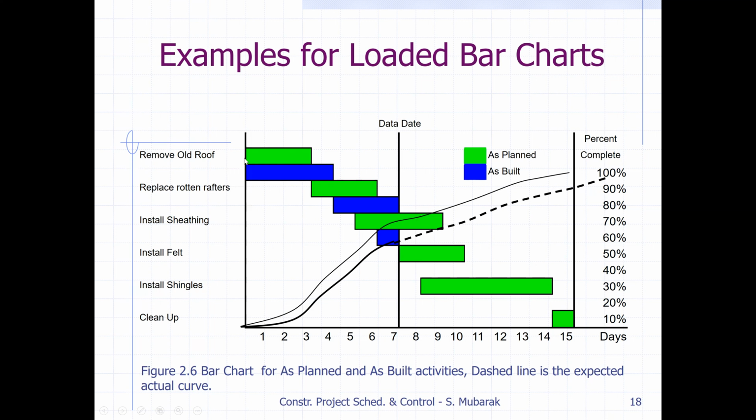So the activities are: remove old roof. Then we have to replace rotten rafters, so damaged rafters we have to replace. And then install sheathing. Above the purlins or above those rafters we put the sheathing, the main cover for the roof. And then install felt, a waterproofing material that prevents water penetration. And above the top we put the shingles.